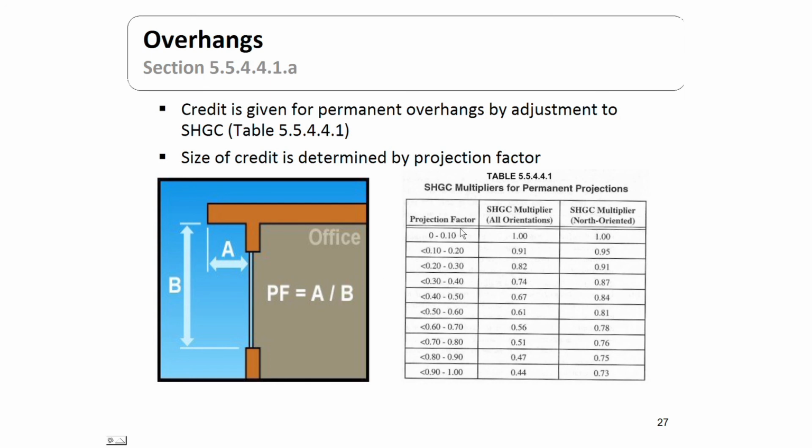Go into this table. Look at the projection factor number here. You can move over here and find your solar heat gain multiplier for all the orientations except north, and then the next column is the multiplier you use on the north wall. So you can see some of these numbers. For example, if your roof overhang is 50%, that is 0.5, you'll be able to adjust your solar heat gain coefficient downward by as much as 0.61. So a fairly significant reduction there.